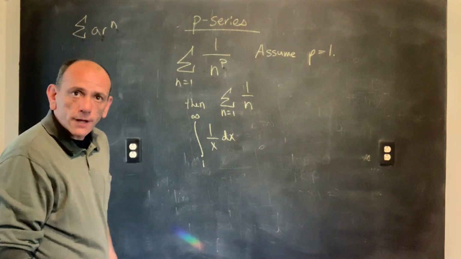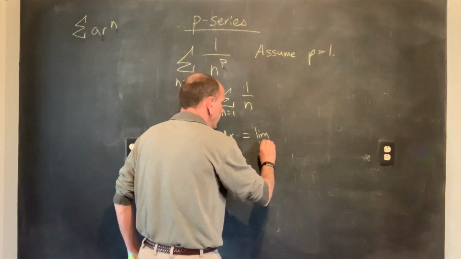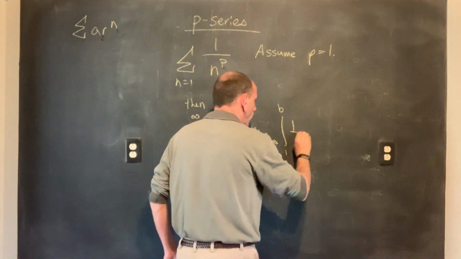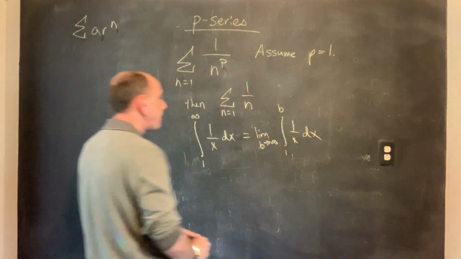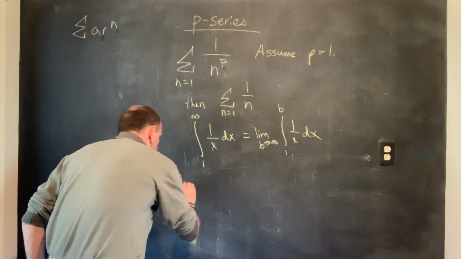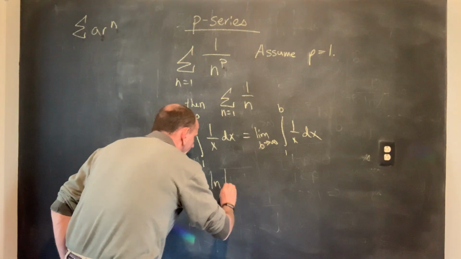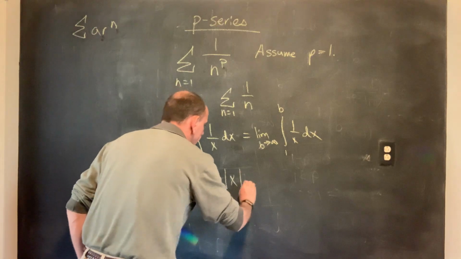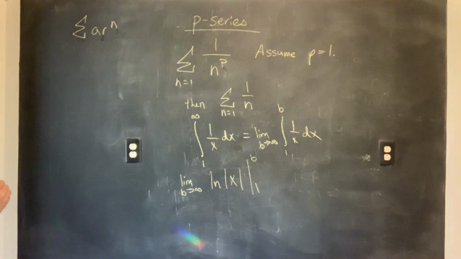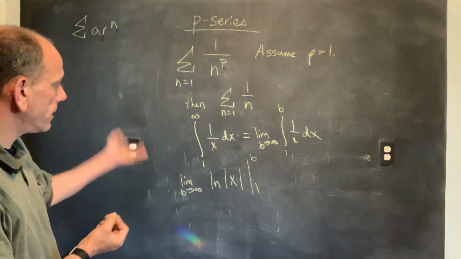First of all, we're going to fix that bad bound. So we've got the limit as b goes to infinity of the integral from 1 to b of 1 over x dx. Now that integral I can do. Limit as b goes to infinity, it's ln absolute value of x, evaluated at b and 1. So this was our one exception to the power rule, right? We had to treat it differently.